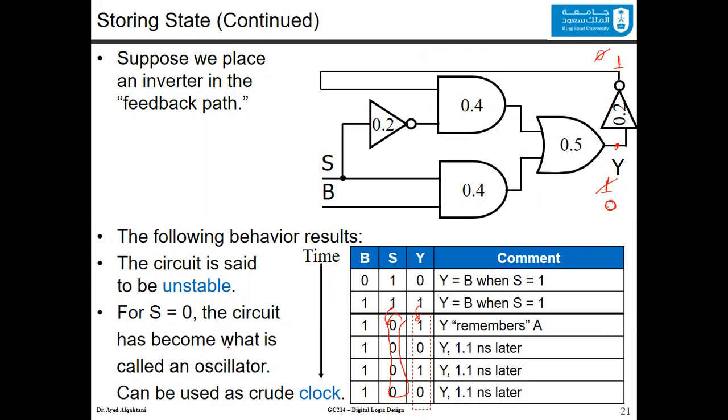The circuit has become what is called an oscillator because it's toggling from 1 to 0, 1 to 0, 1 to 0. In a timing diagram, it would be like this: 1 and then 0, 1 and then 0 for a certain period of time, for a certain delay here. This delay is reflected by the feedback, which is 0.4, 0.5, and 0.2. So we have 1.1 nanoseconds where it is 1, another 1.1 where it is 0, another 1.1 where it is 1, and so on. And this could be used as a crude clock, a clock signal.